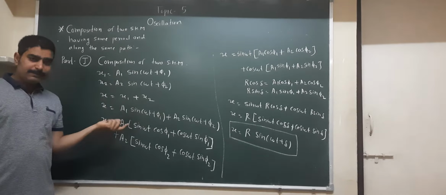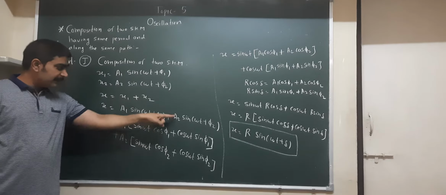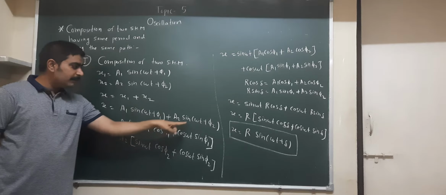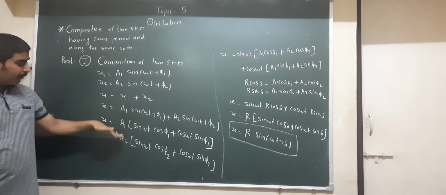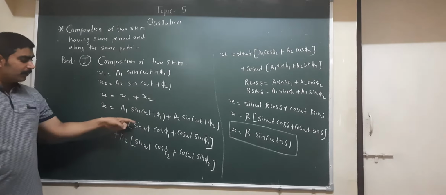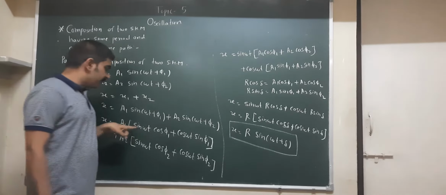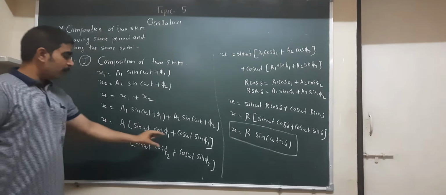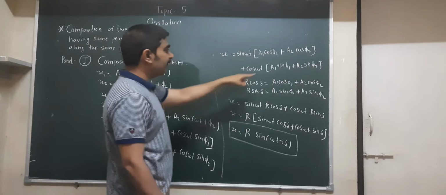So sin(alpha plus beta) is sin alpha cos beta plus cos alpha sin beta, plus a2 again sin omega t cos phi 2 plus cos omega t sin phi 2. Remember, as we have written the steps below each other, it is very convenient for us to take out the common term. So sin omega t is common, and the remaining part is a1 cos phi 1 plus a2 cos phi 2. Take cos omega t as common, so a1 sin phi 1 plus a2 sin phi 2.